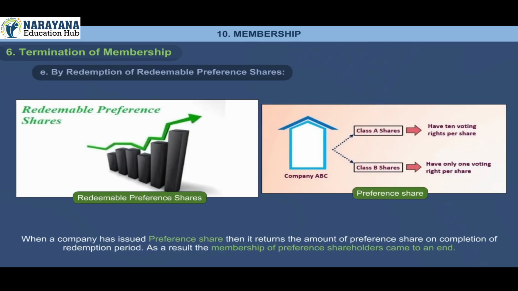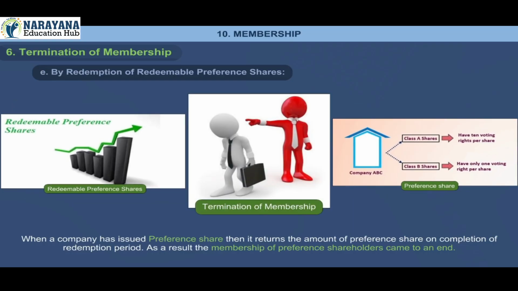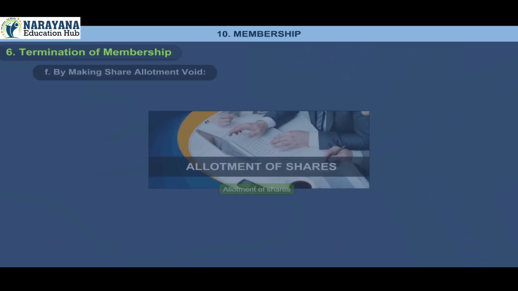E. By redemption of redeemable preference shares. When a company has issued preference shares, then it returns the amount of preference shares on completion of the redemption period. As a result, the membership of preference shareholders comes to an end.